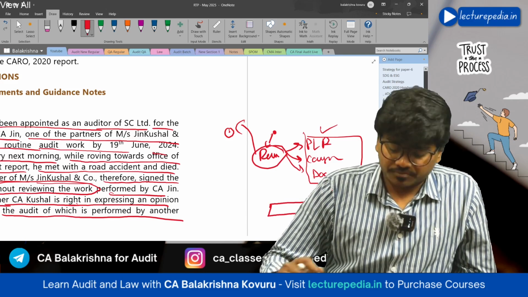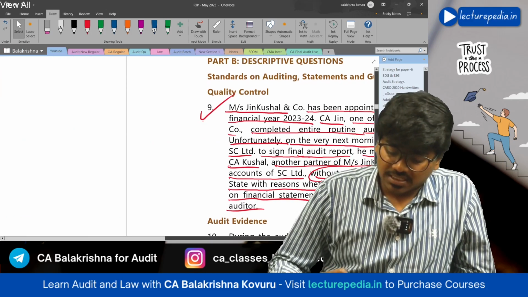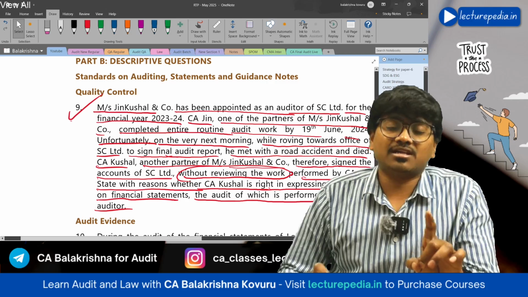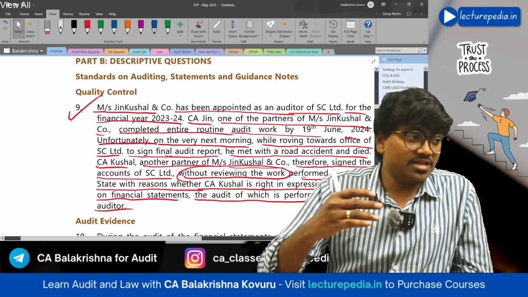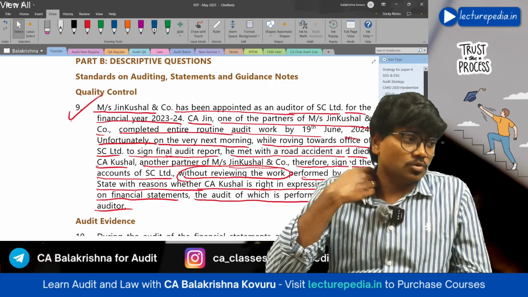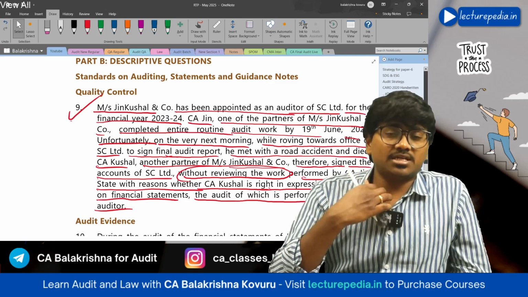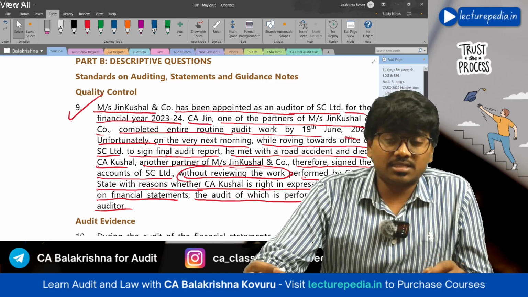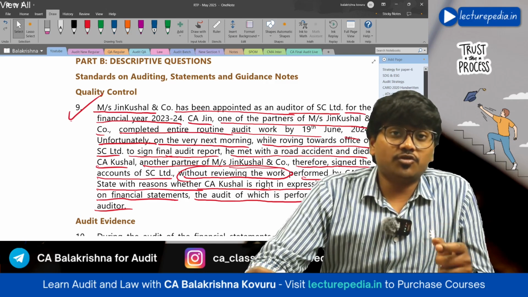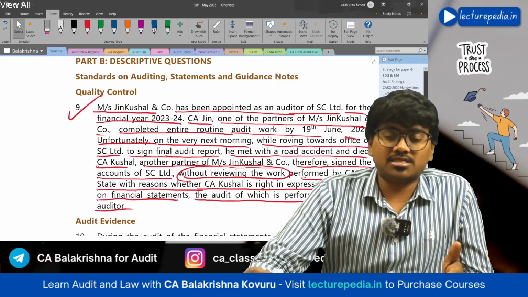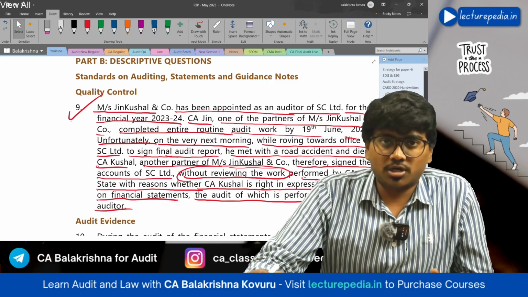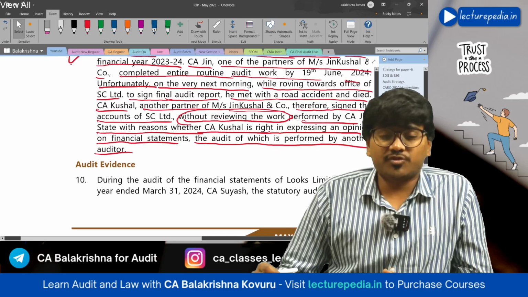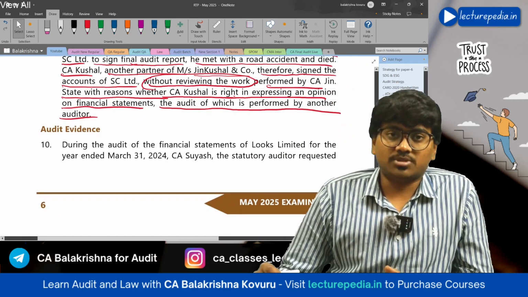So here in this situation, CA Kushal can sign the audit report, but after reviewing the work that has been done. Even as per professional ethics, if the work has been delegated to subordinates, the auditor who is signing the audit report will review and also supervise the work that has been assigned to the subordinates, right? So in this situation he can sign provided he reviews the work that has been done.